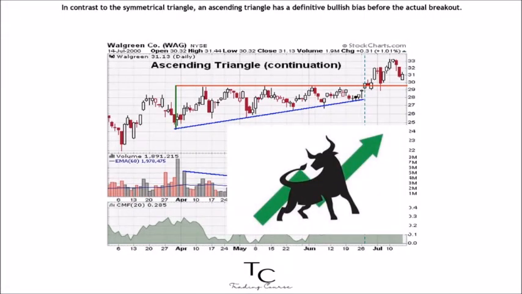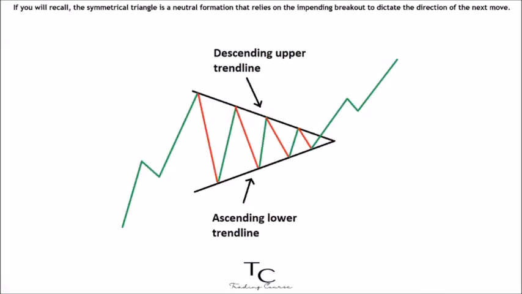In contrast to the symmetrical triangle, an ascending triangle has a definitive bullish bias before the actual breakout. If you will recall, the symmetrical triangle is a neutral formation that relies on the impending breakout to dictate the direction of the next move.